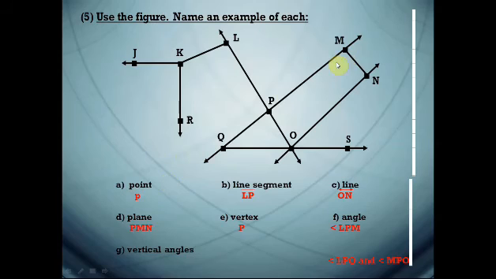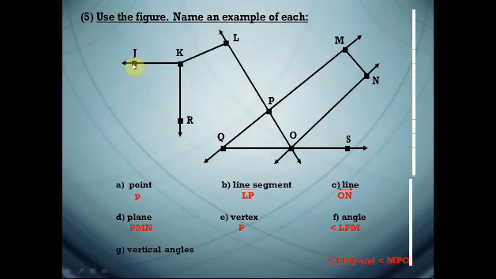Plane. This is a plane. Name it by any 3 points on it. We can name it PMN, MNO, NOP. Vertex. Vertex of any angle. We have a lot of angles also. We can use point K as a vertex, point P, point Q, point O. Here we choose point P.